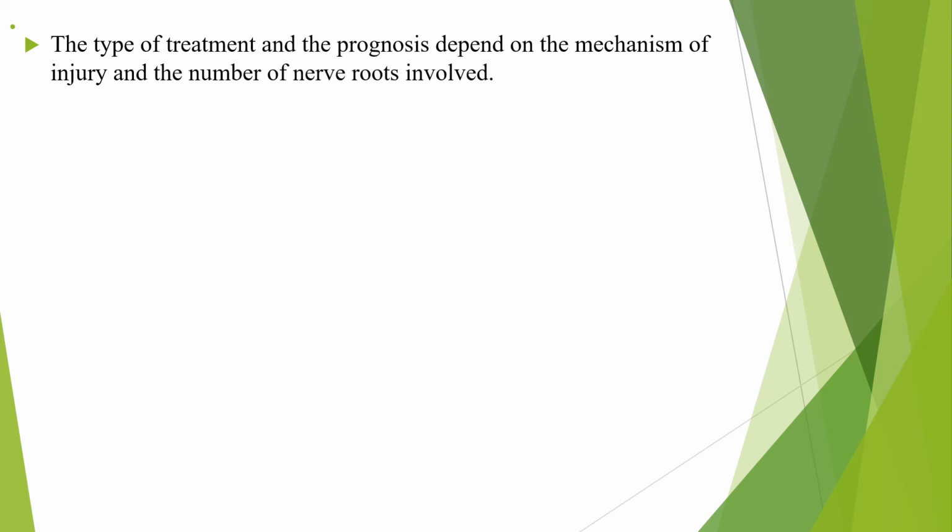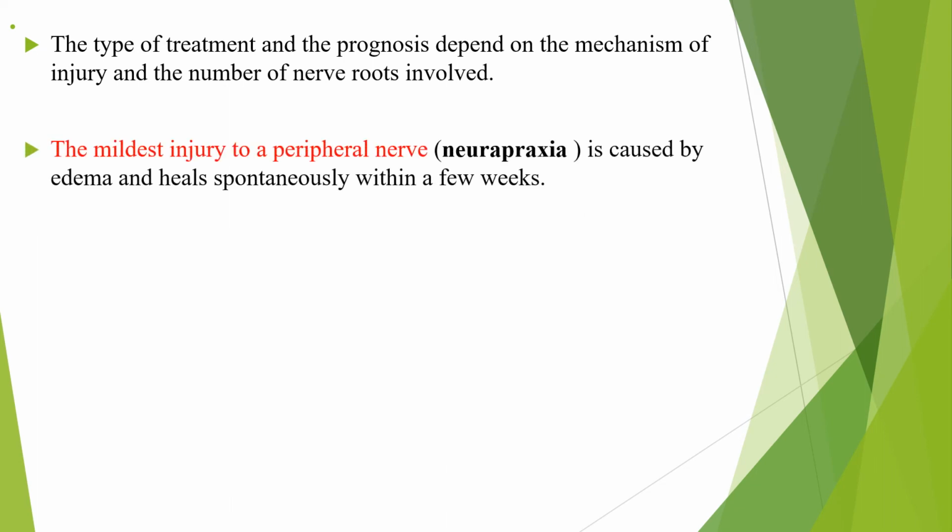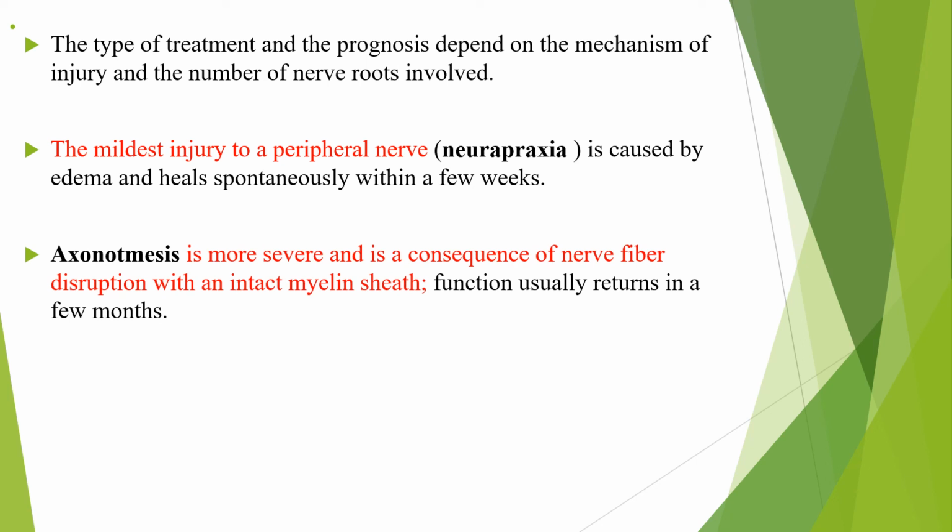The type of treatment and the prognosis depend on the mechanism of injury and the number of nerve roots involved. The mildest injury to the peripheral nerve is called neurapraxia, and it is caused by edema and heals spontaneously within a few weeks. Axonotmesis is more severe and is a consequence of nerve fiber disruption with an intact myelin sheath, and function usually returns in a few months.